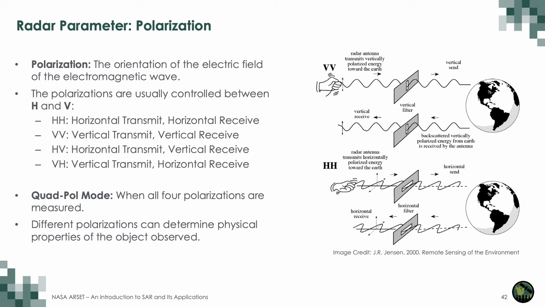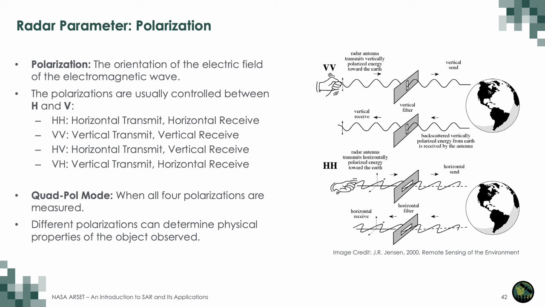HH, which means it's horizontally transmitted and horizontally received. VV, vertically transmitted and vertically received. HV, horizontally transmitted and vertically received. And VH, vertically transmitted and horizontally received. The first two polarization combinations are referred to as like polarized because the transmit and receive polarizations are the same. The last two combinations are referred to as cross polarized because the transmit and receive polarizations are opposite of one another.